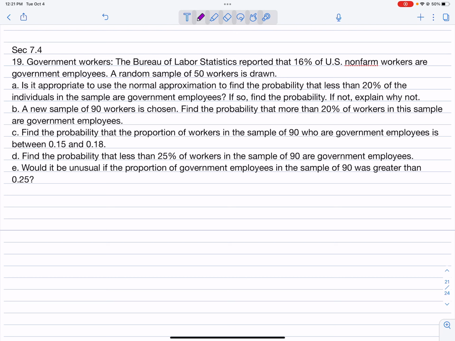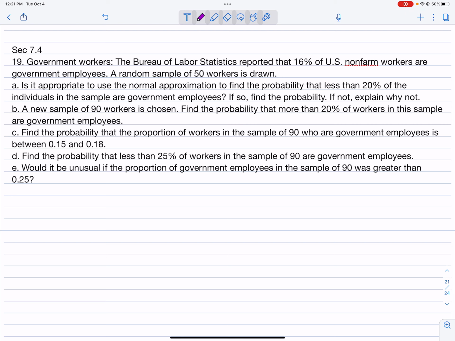Problem 19. Government workers. The Bureau of Labor Statistics reported that 16% of U.S. non-farm workers are government employees. This sentence is telling us that for the whole country, 16% of the non-farm workers are government employees. We are taking a sample of 50 workers.